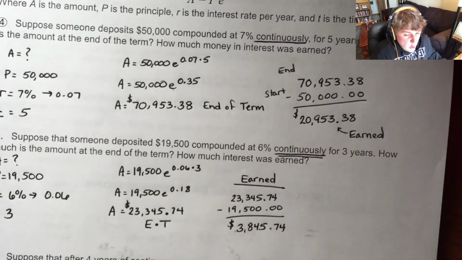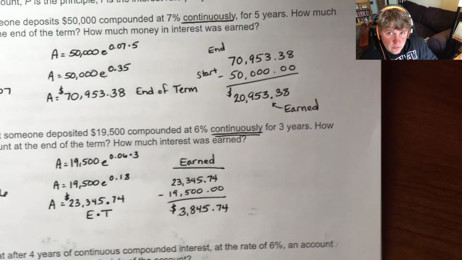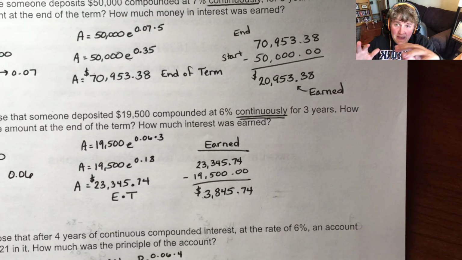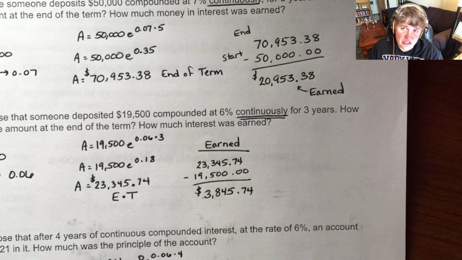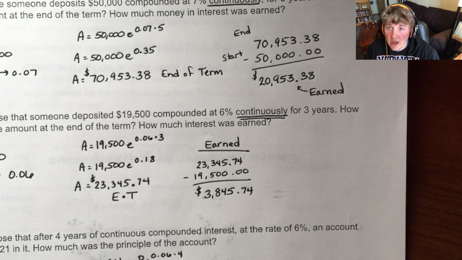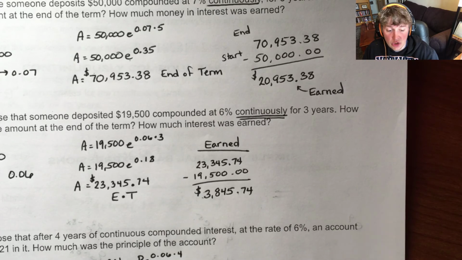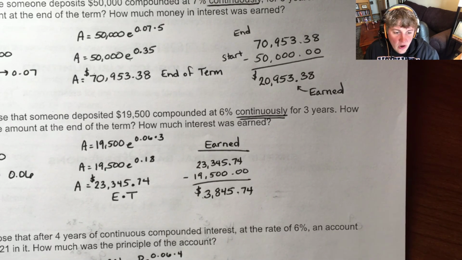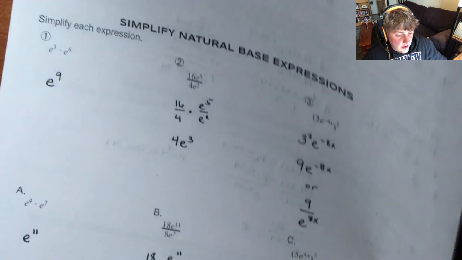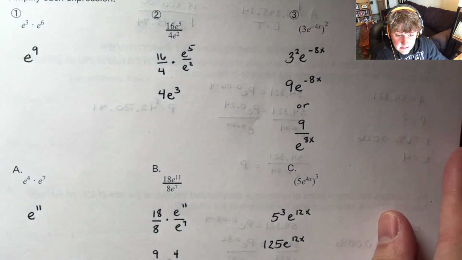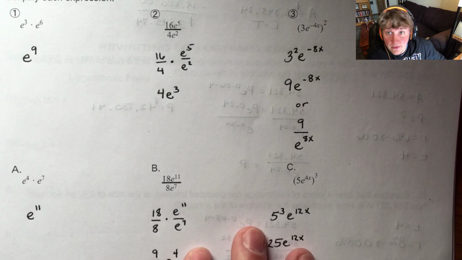Overall, some things that you should be able to do, leaving this one, is identify growth situations as either continuous or non-continuous. If it is continuous, you're using E. If it's not continuous, you're not using E. Furthermore, you should also be able to simplify some basic expressions that have E in them, because E is just a number.